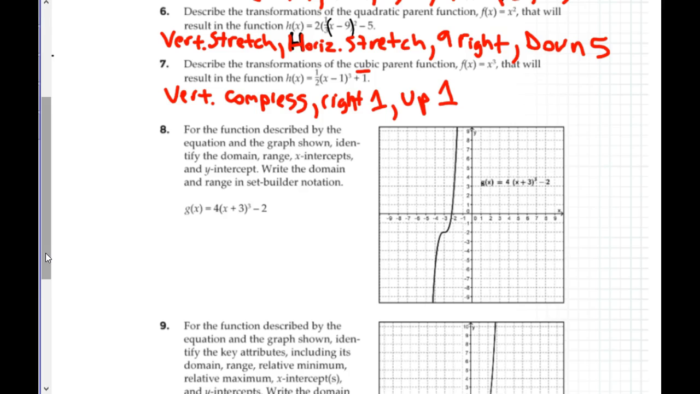Alright, where are we at? Okay, identify the domain and range. Now, that 3 means cubic. Cubic goes forever to the left, forever to the right, forever down, and forever up. So, the domain and range is negative infinity to positive infinity.